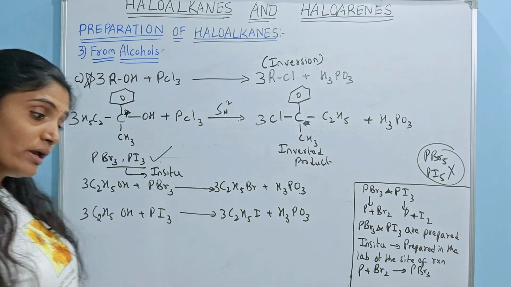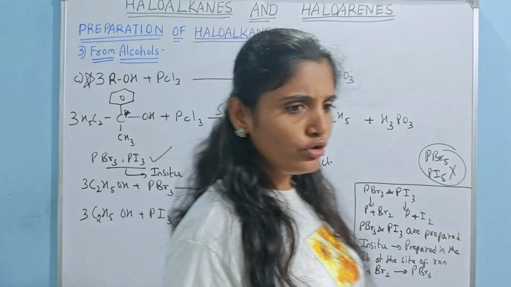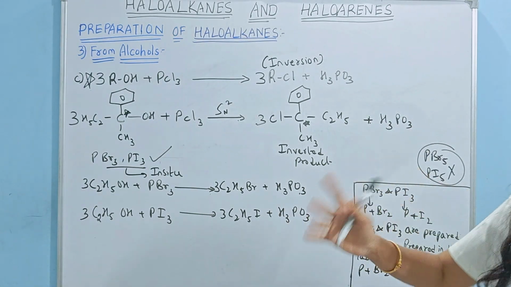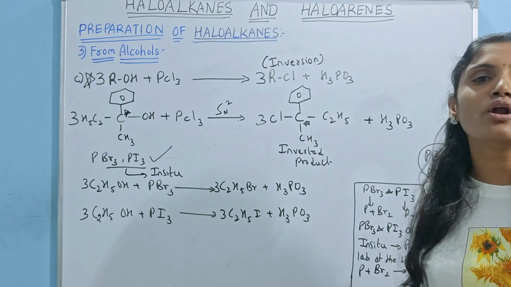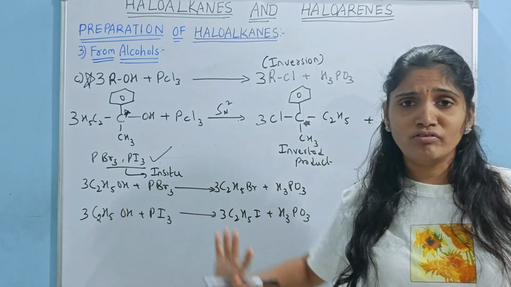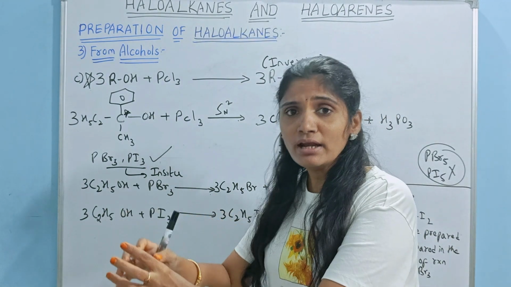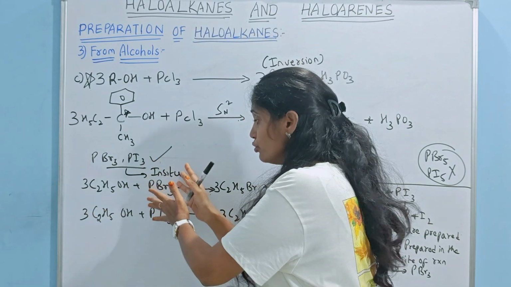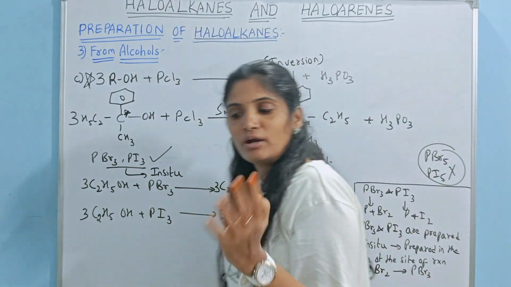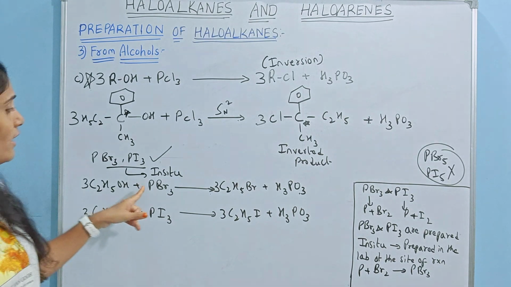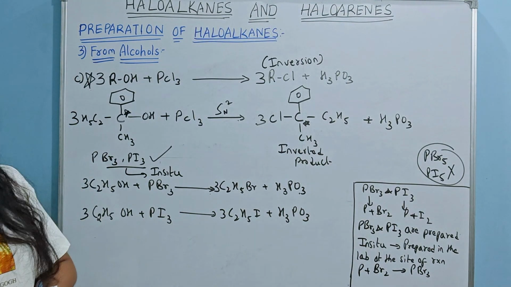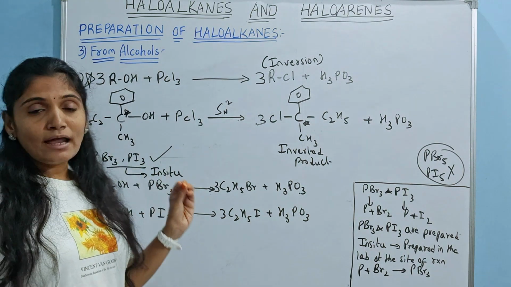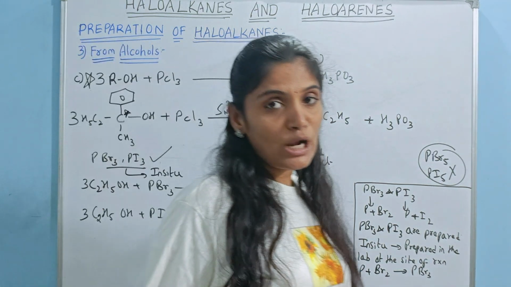Clear? Because if you make it half an hour before, thinking you'll use it at the time of the reaction, by the time you use it, it would have broken down into phosphorus and Br2 or phosphorus and I2. So make PBr3, PI3 immediately, use it, and the reaction is done. Don't prepare it before, make it only at the site of the reaction. So this is how your PCl3, PBr3 and PI3 react with alcohol to form your respective haloalkanes.